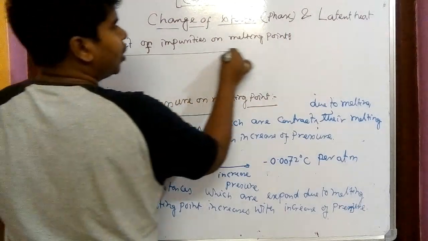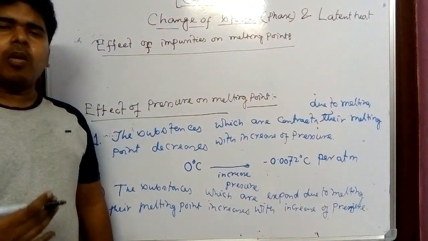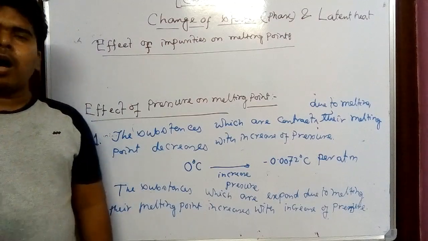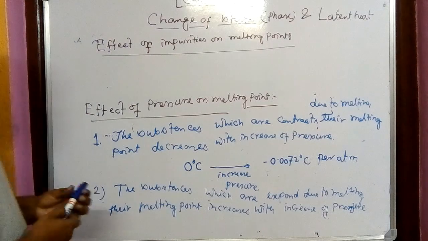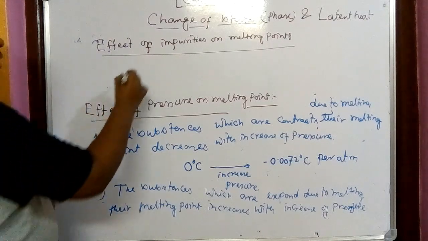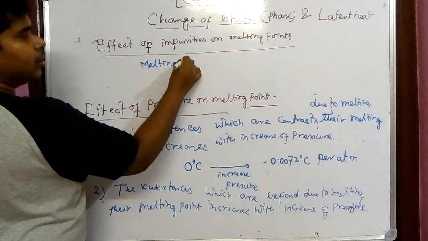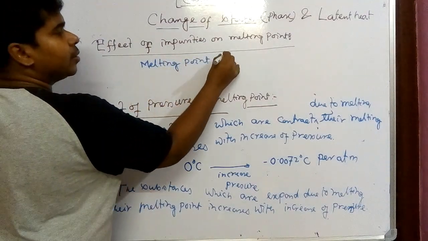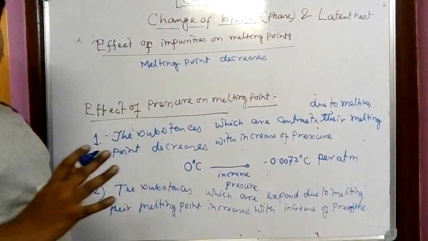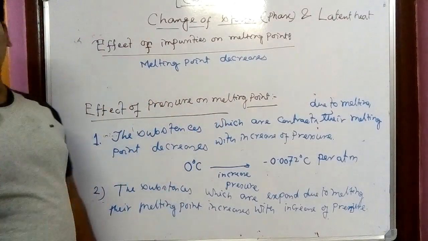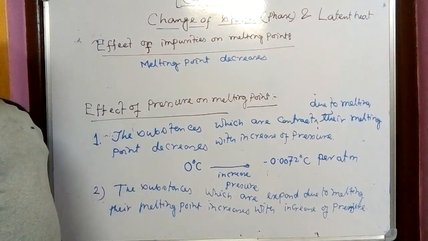Impurities means if you add some extra thing with the solid, then how its melting point is changed. It is told that if you add impurities with the solid, then its melting point decreases.